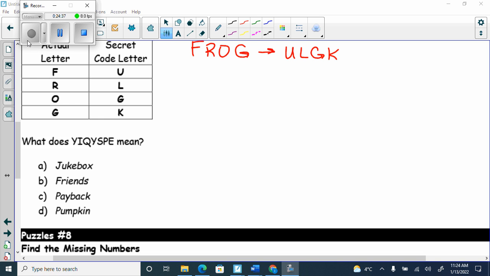Look at the Y's in YIKSP. The Y's are in position 1 and 4, correct? Yep. It's D. Because if these are both Y's, then in 1 and 4 I have to have the same letters, correct? Pumpkin's the only one with letters in the same spot.